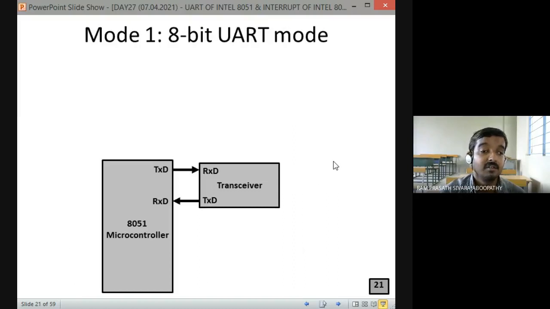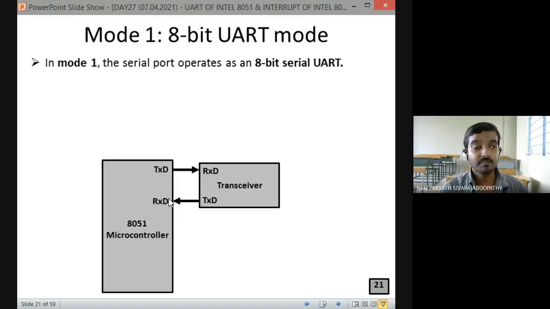Now we will go with mode 1. This is the actual UART, the 8-bit UART. Inge eppadi connect pannirkom parunga. TXD pin of the microcontroller is connected to the RXD pin of the transceiver. Transceiver means it is able to both transmit as well as receive. If a device is only able to transmit, we call it a transmitter. If it is only able to receive, we call it a receiver. If it is capable of doing both, it is called a transceiver. So TXD and RXD are connected, and RXD is connected to TXD. That means we have established a cross connection.